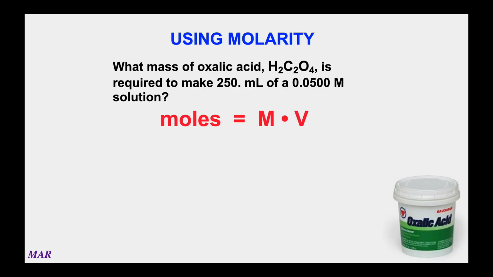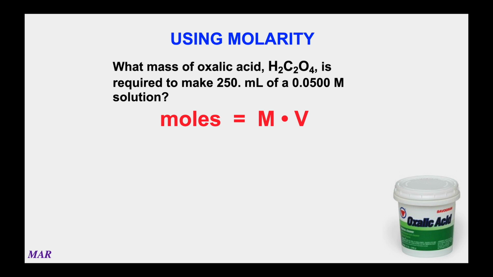Using molarity is actually really handy and something the chemist does a lot. So let's say that we wanted to know the mass of oxalic acid, and oxalic acid is H₂C₂O₄. How much of that in grams is required to make 250 milliliters of a 0.0500 molar solution? Now, believe it or not, oxalic acid is something you can buy at hardware stores. So let's say you wanted to make 250 milliliters of this 0.050 molar solution. The question is, how much do you need?